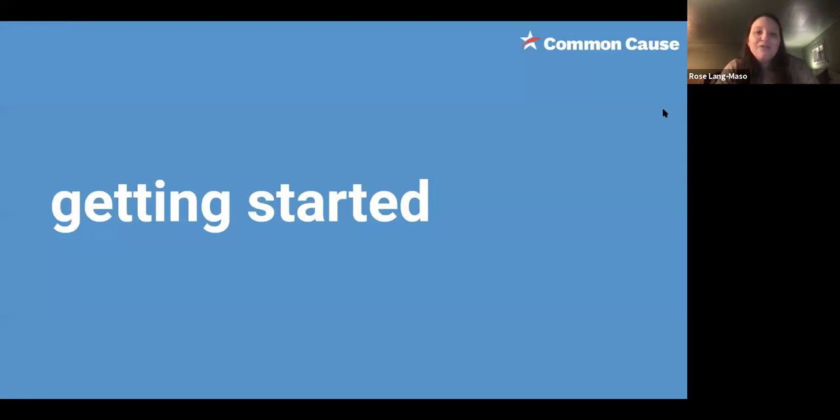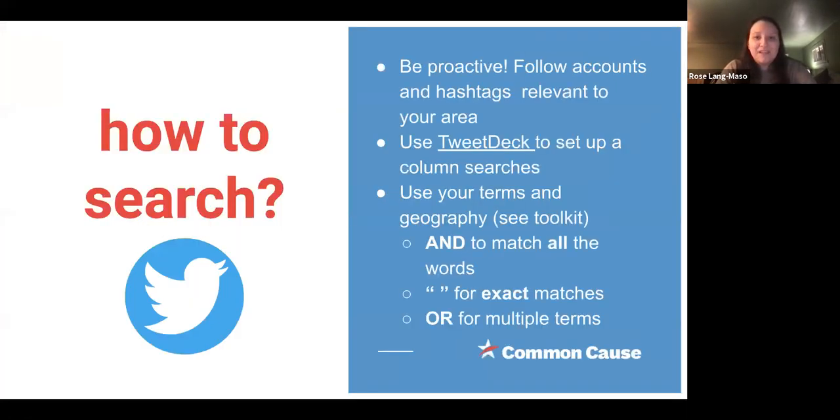Okay, so now that we've done a lot of the basics, a lot of the background, let's get started. So first of all, if there are Twitter users in the house, we're going to start with Twitter. The first thing that you always want to do is be proactive, right? So you want to follow accounts and check out hashtags that are relevant to your area or to what you are monitoring for. You are going to be given a toolkit of search terms that we use depending on what we're looking for that day in social media monitoring land. So you do not need to guess.